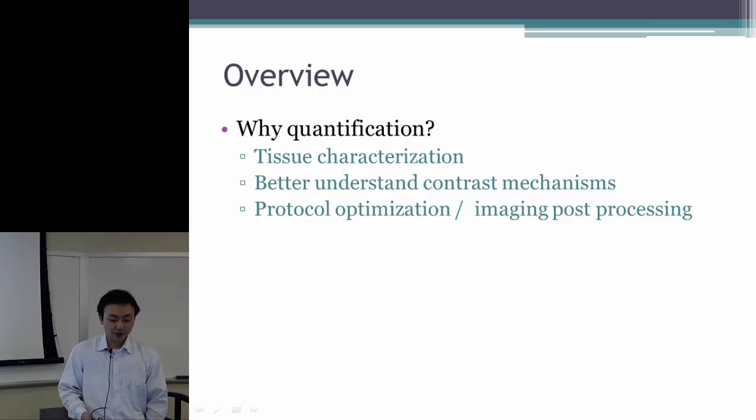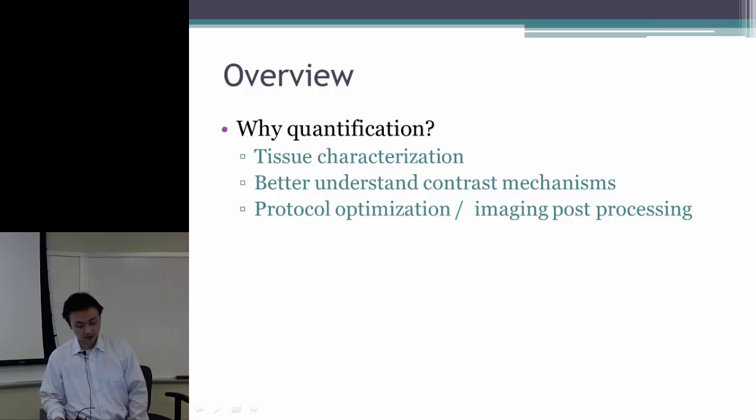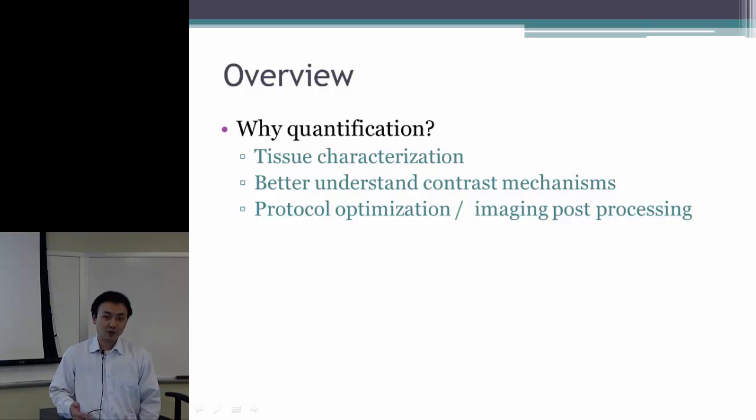And also with different quantification methods, we can better understand the imaging contrast mechanisms. We can understand how the T1 works under different scenarios, how the T1 and T2 work when we are choosing different imaging parameters. We can talk about this later in the class. And also with certain quantifications, we can help optimize our scanning protocols or improve our imaging post-processing procedures.